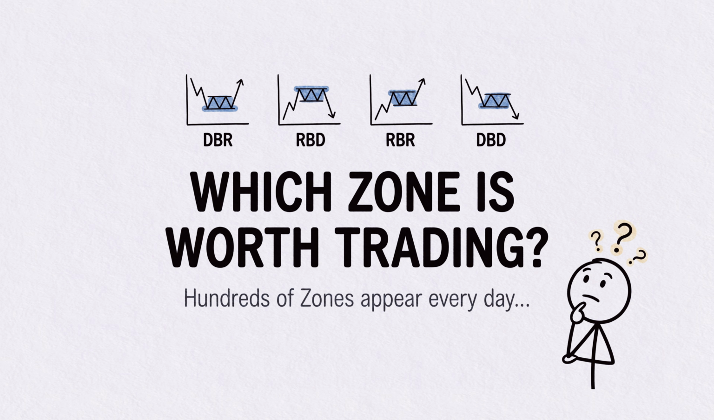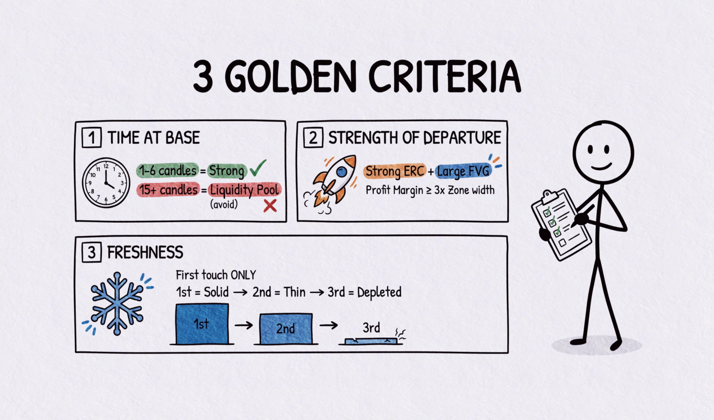But the question now is, out of the hundreds of zones that appear every day, which zone is worth trading? The market creates hundreds of base zones every day, but an institutional trader only picks A+ zones. And here's how they filter. Criterion 1, time at base. How long the base has been forming. In supply and demand, speed is strength. Ideal, 1 to 6 candles.